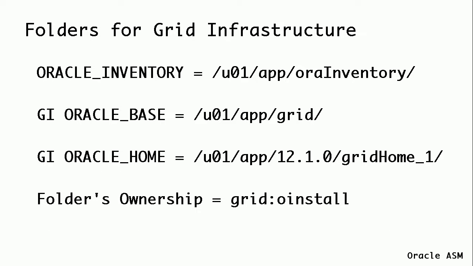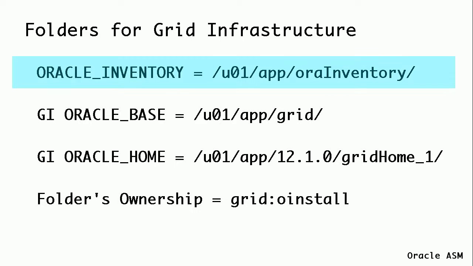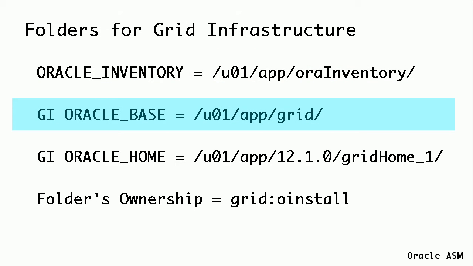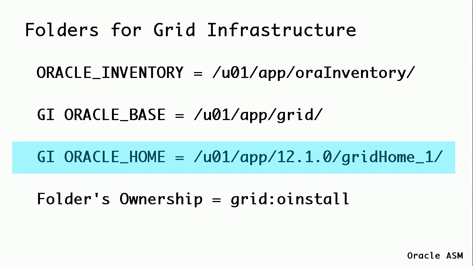Now, let us review folders required for Oracle Grid Infrastructure software installation. We will use this folder for Oracle Inventory. We will use this folder as Grid Infrastructure Base. This folder will store ASM and clusterware related diagnostic logs and administrative logs. We will use this folder as Grid Infrastructure Home. This folder will store all files required for Grid Infrastructure software.